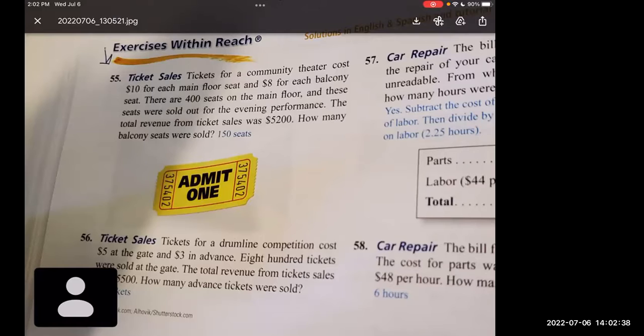So I'm writing down the important things. And then I'm doing that for 56 also. And I'm encouraging you all to do that too.